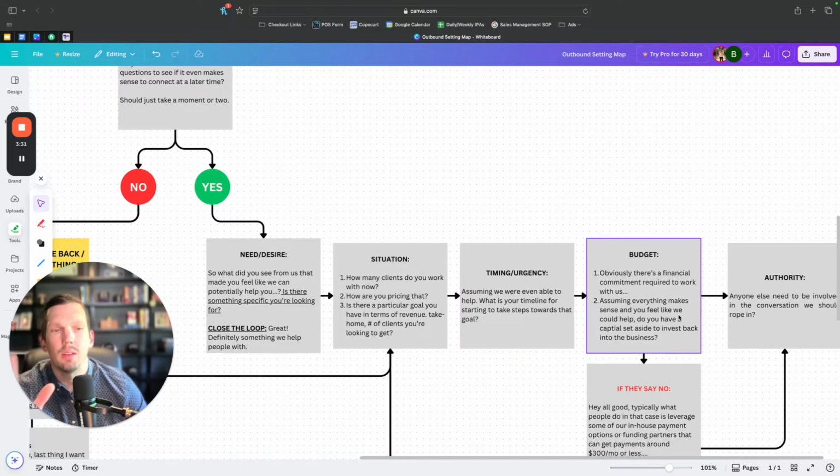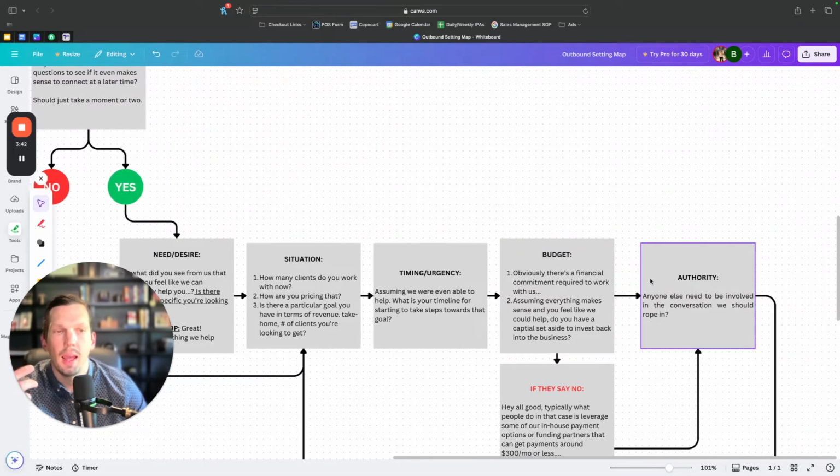Okay. And now, obviously, there is a financial commitment required to work with us. Assuming everything makes sense and you feel like we could really help, do you have capital set aside to be able to invest back into the business for something like this? Okay, great. And last quick question, is there anyone else who needs to be involved in this conversation that we should rope in?